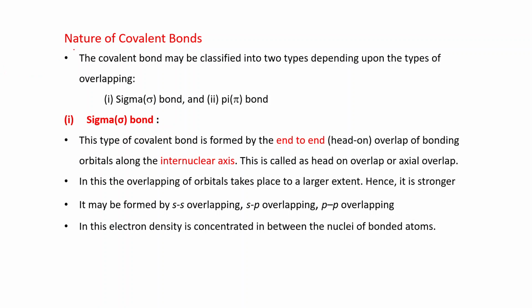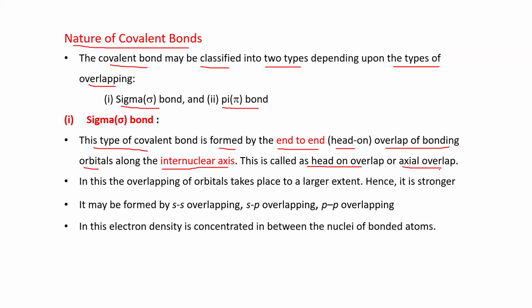Now come to the nature of covalent bonds. Covalent bonds may be classified into two types depending upon the type of overlapping: sigma bond and pi bond. Now, what is a sigma bond? This type of covalent bond is formed by the end-to-end or head-on overlap of bonding orbitals along the internuclear axis. This is called head-on overlap or axial overlap.